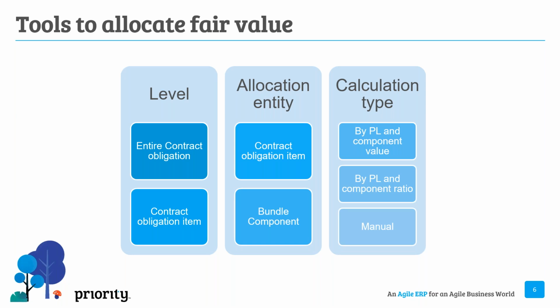The second level is the entity that allocates the fair value. We can look at the contract obligation item as a part number itself on the sales order or invoice line, or we can look at it as a bundle and break it down into several components, as mentioned in the example with the software and its components.